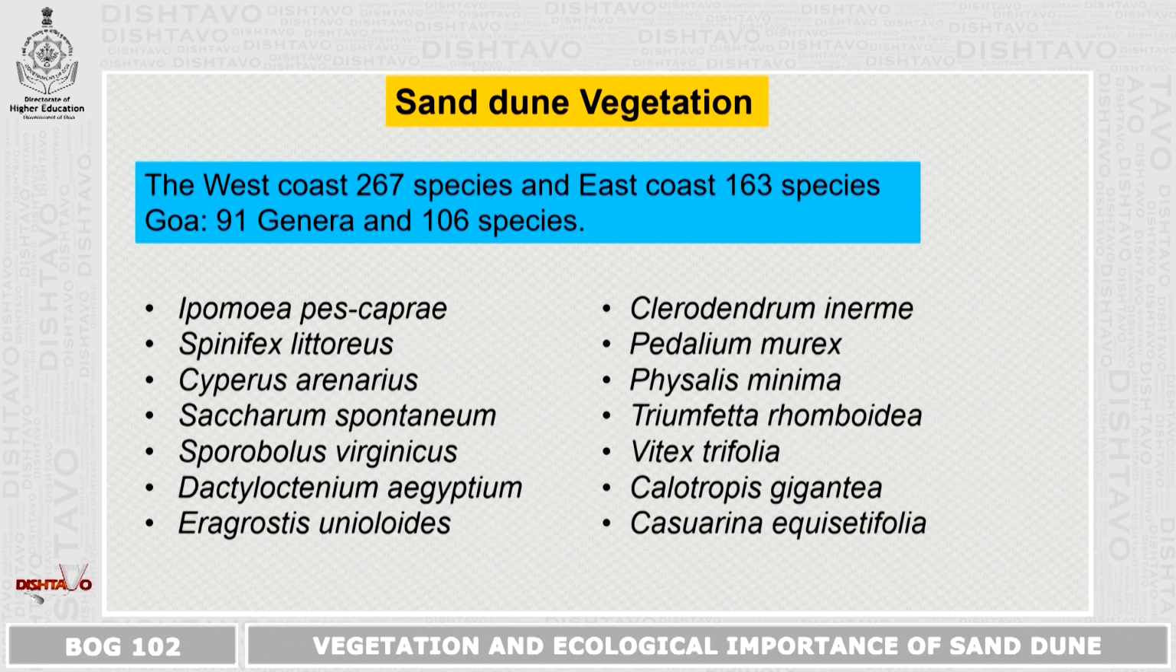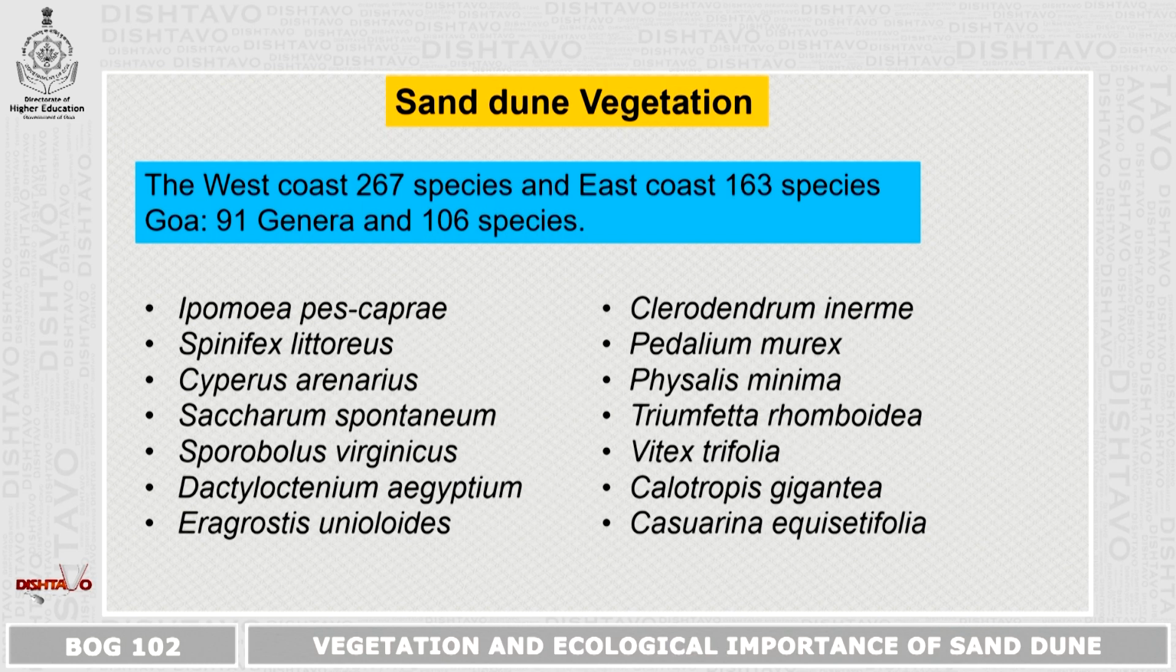These are some of the important species, the primary ones being Ipomoea pes-caprae, Spinifex littoreus, Cyperus arenarius, Saccharum spontaneum. These are the primary species. You also find other species on the sand dunes in Goa like Sporobolus virginicus, Dactyloctenium aegyptium, Eragrostis uniloides. You find Clerodendrum inerme. This is a very common one on Goan beaches that you can see. If you go to Miramar, you see these Clerodendrum inerme.